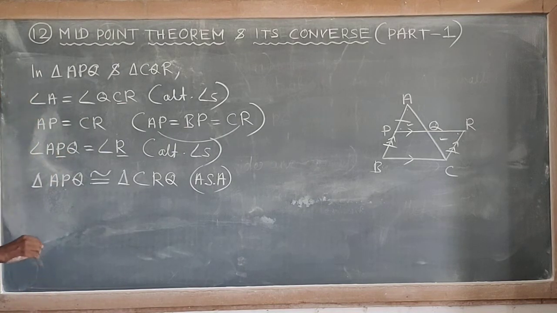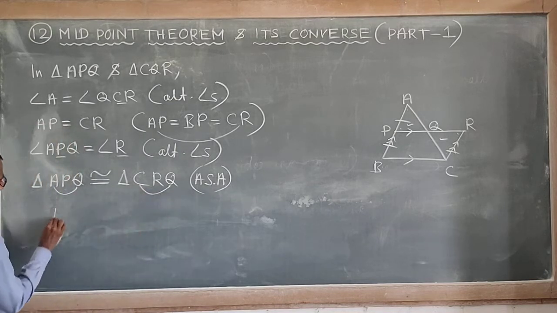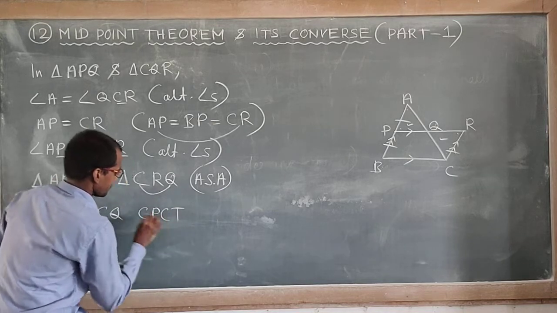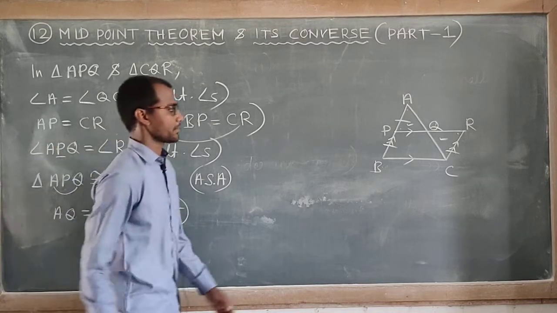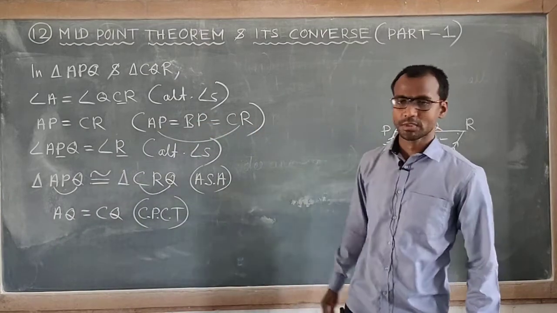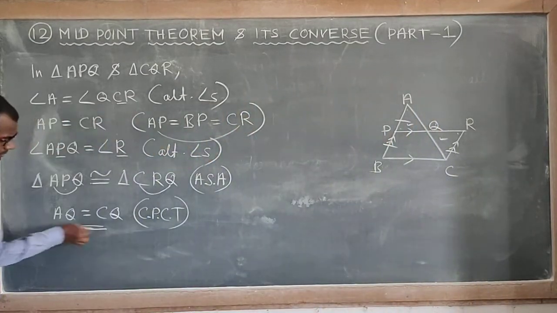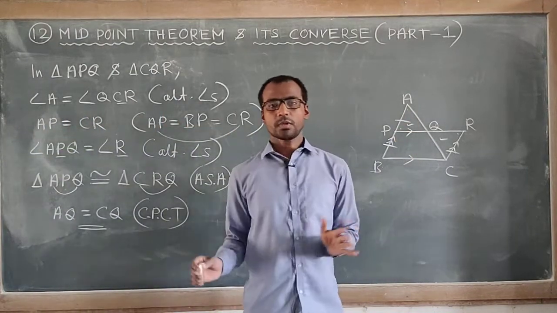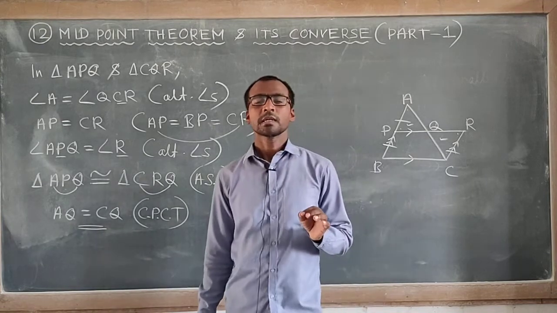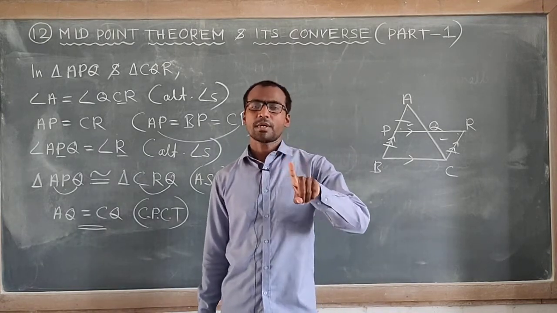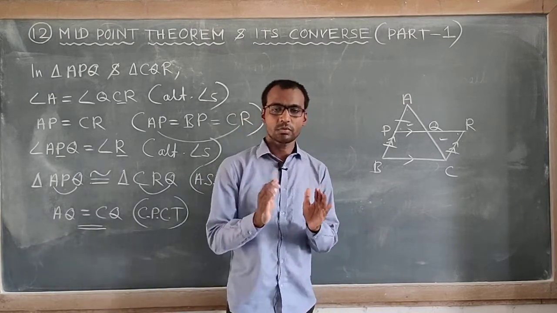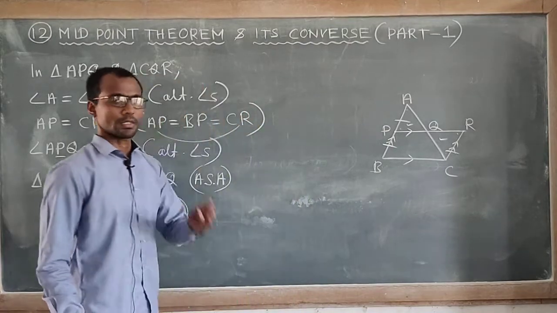Okay. Next, now you can say AQ is equal to CQ by CPCT. Hence proved. Okay, so this was our target. AQ is equal to CQ, or Q is the midpoint of AC. Hence proved. So remember this theorem. The line drawn from the midpoint of one side of a triangle parallel to the second side bisects the third side, or passes through the midpoint of the third side. Okay. This is theorem number 2.